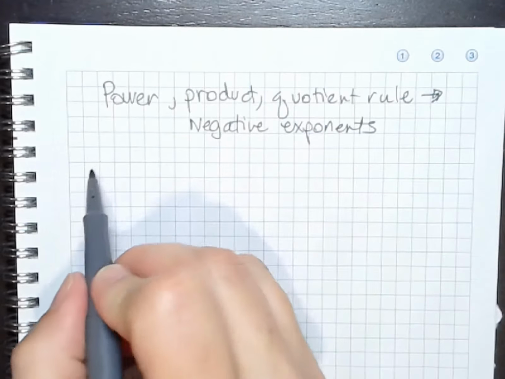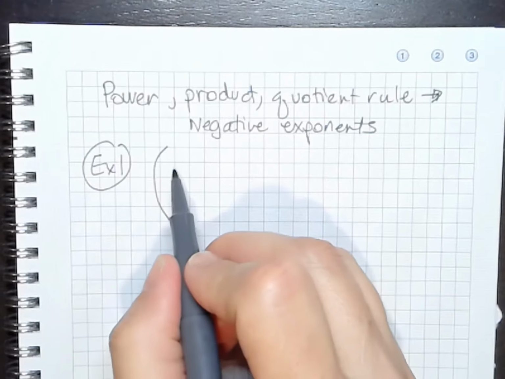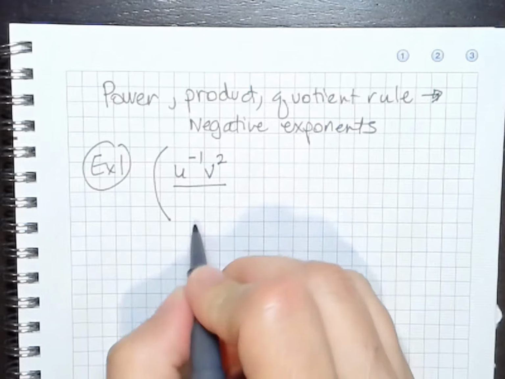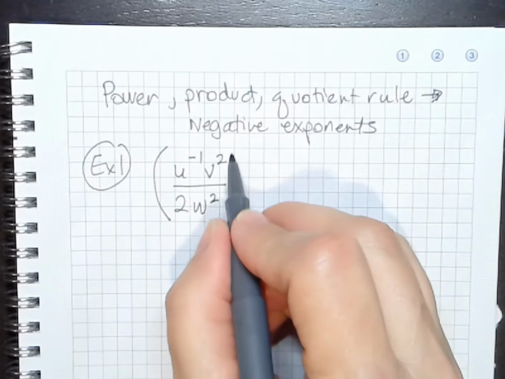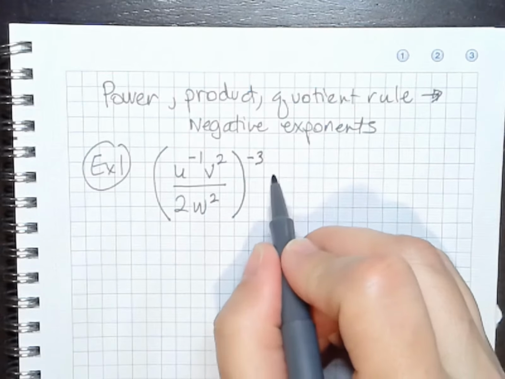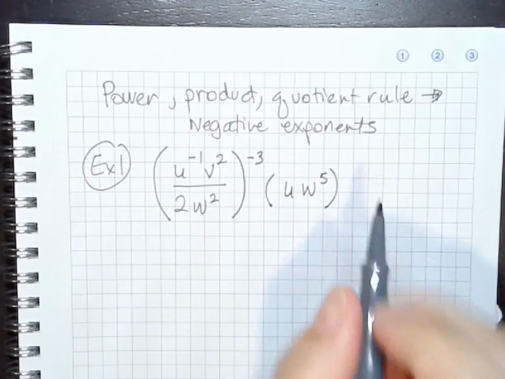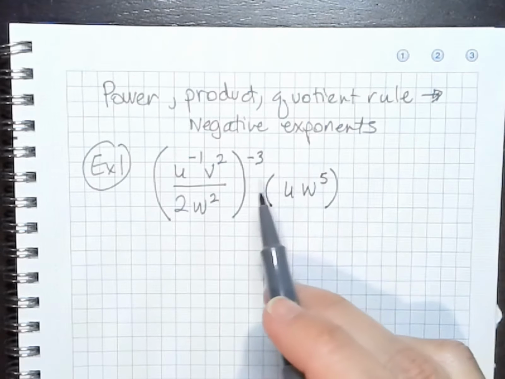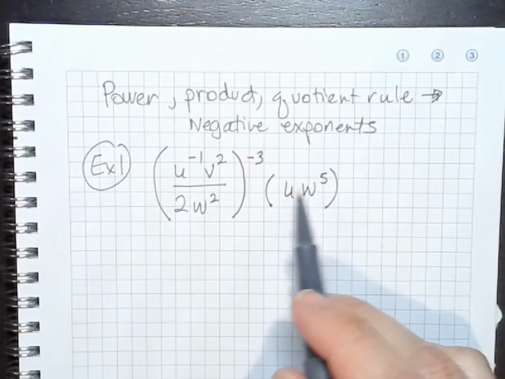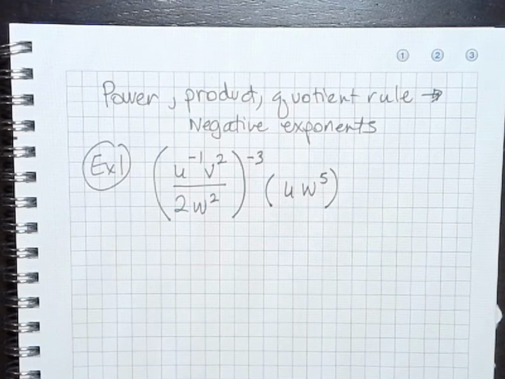Okay, so here's the example I wanted to work through. I have parentheses u to the -1 v to the second over 2w to the second, and that's raised to the -3. And then I have another little parentheses u w to the fifth. Now you're going to notice that your second product, this is a product because this is multiply, it's not a fraction, and there's no outside power. So what do we do with that?